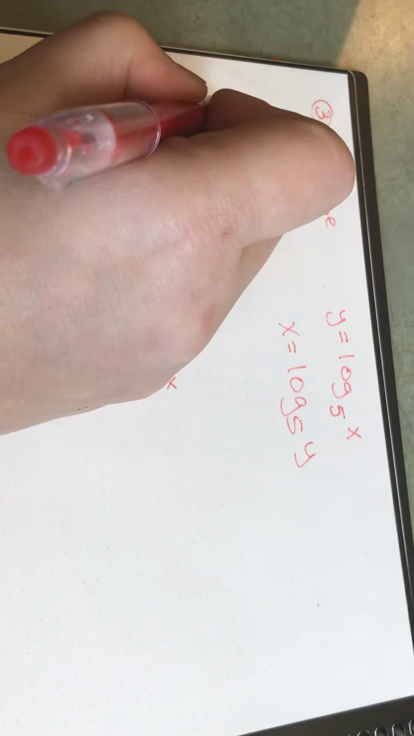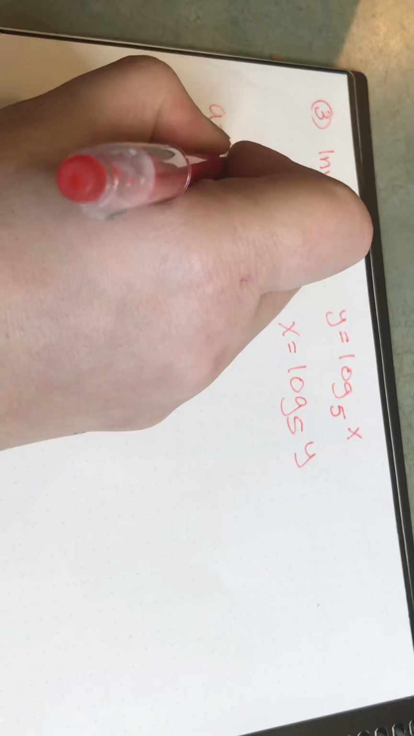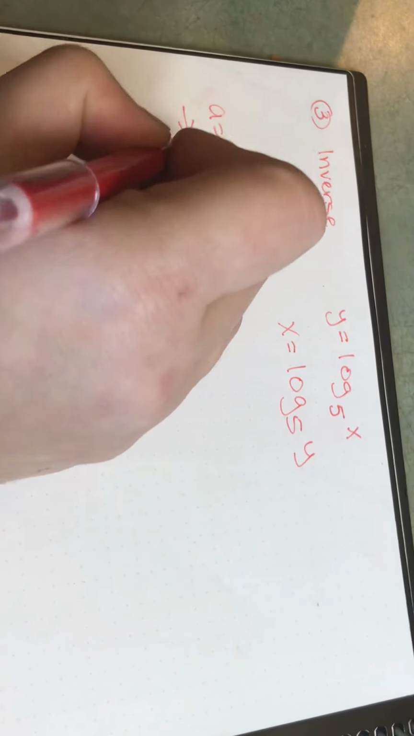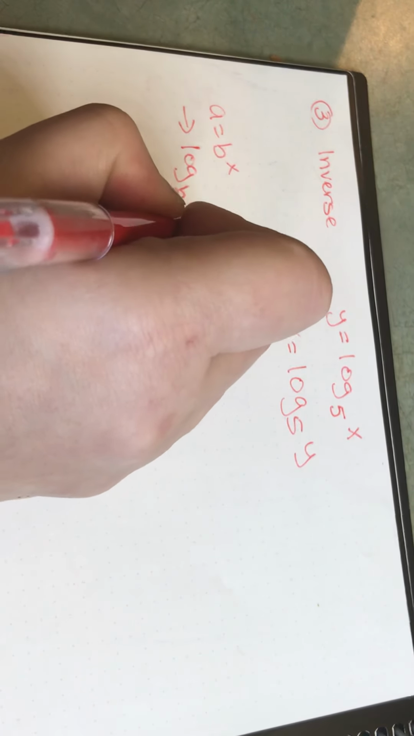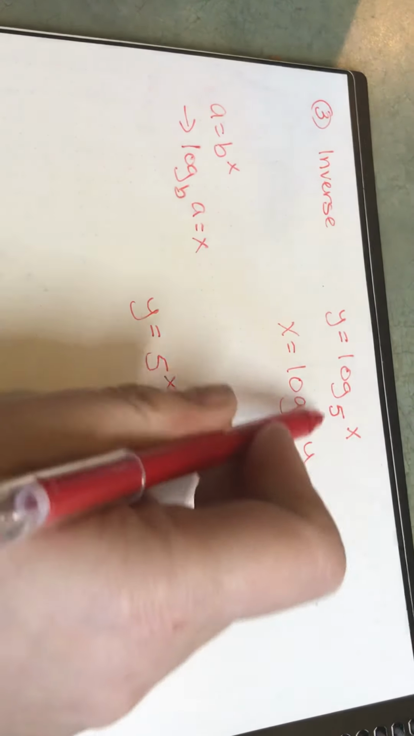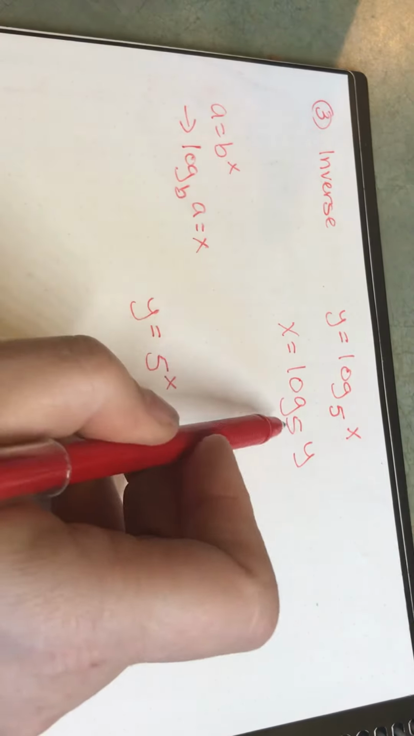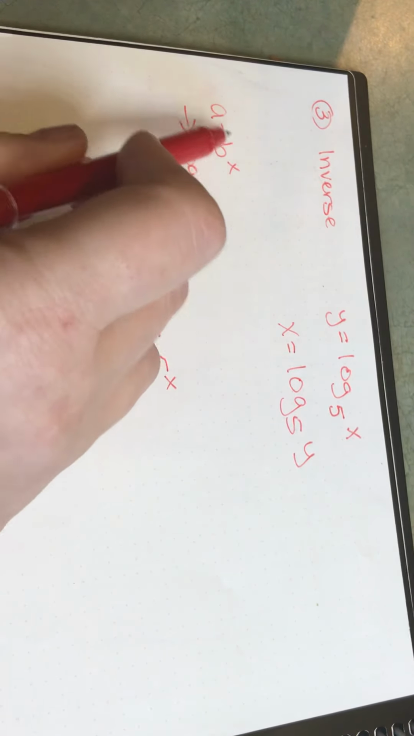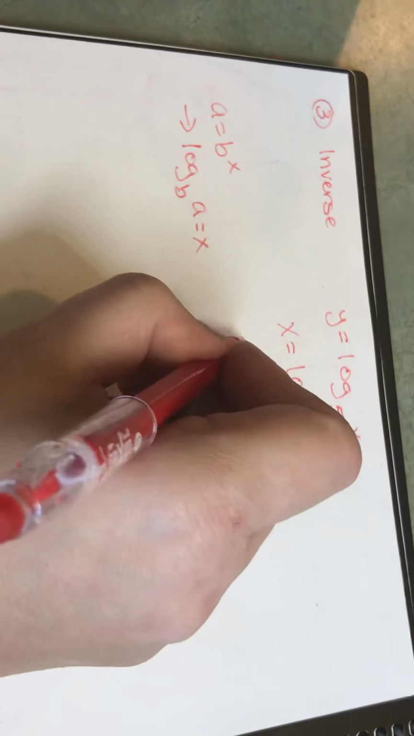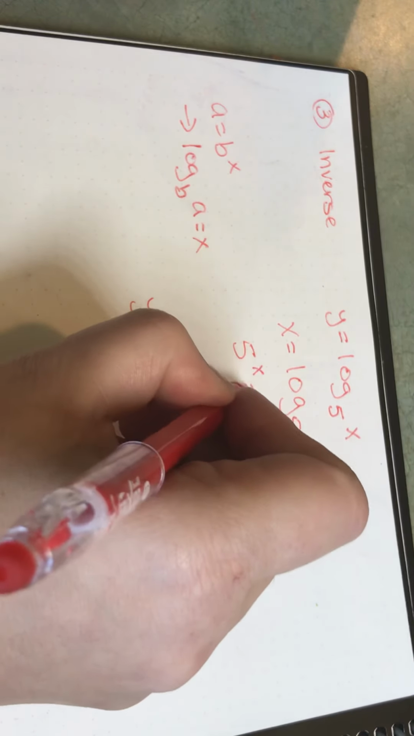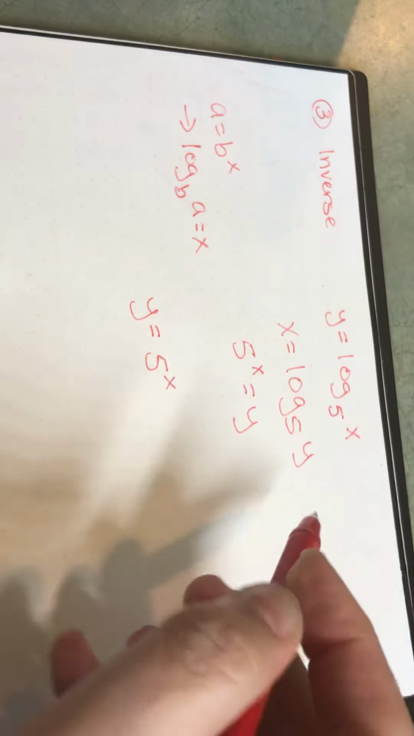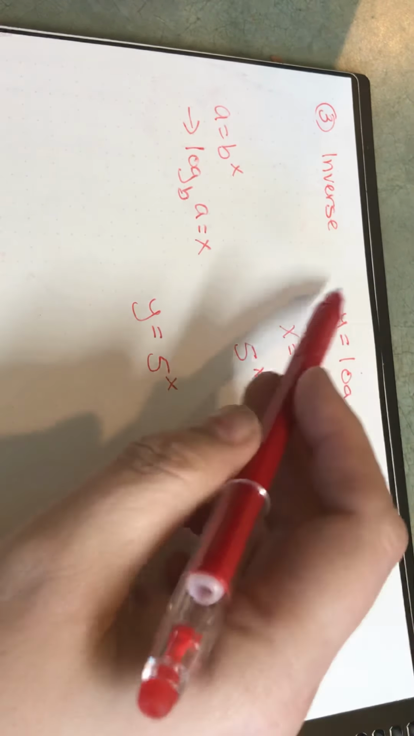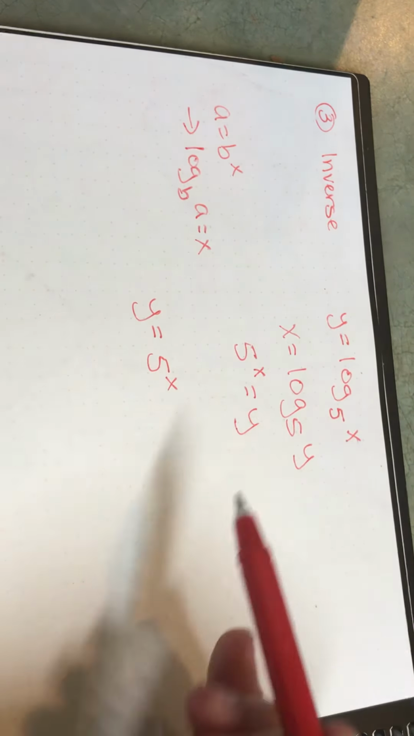All right, so if we have a equals b to the x, we have to remember that that becomes log base b of a equals x. So I'm going to rewrite this from log form to exponential form. So this is 5 to the x power equals y. So the inverse of the log is the exponent.